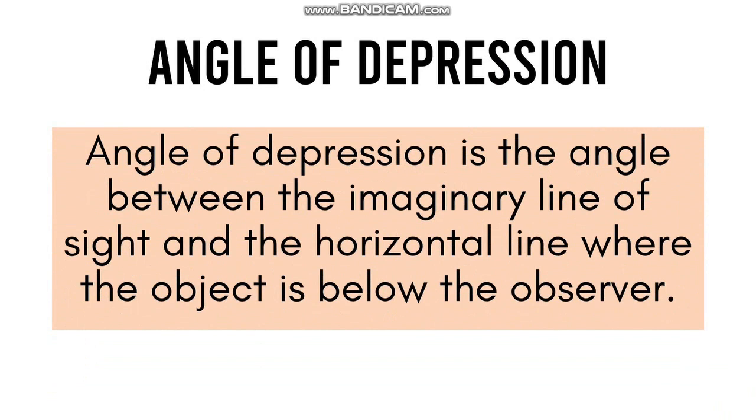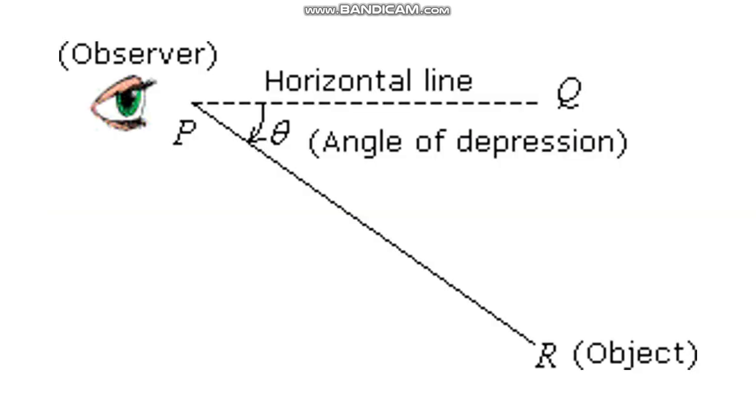Next is the angle of depression. Angle of depression is the angle between the imaginary line of sight and the horizontal line where the object is below the observer. The one thing that you have to remember here is that the object now is below the observer. So it's the opposite of angle of elevation. For angle of elevation, the object is above the observer. For angle of depression, the object is below the observer.